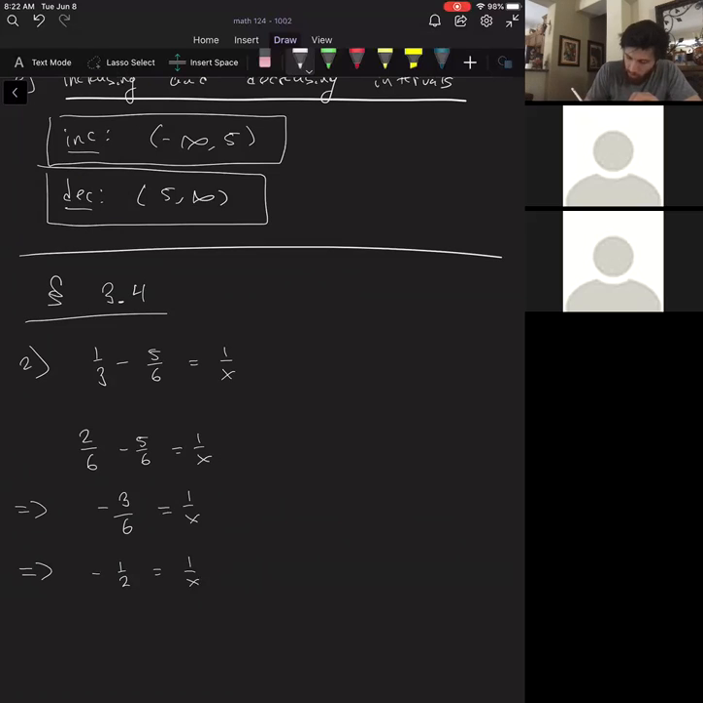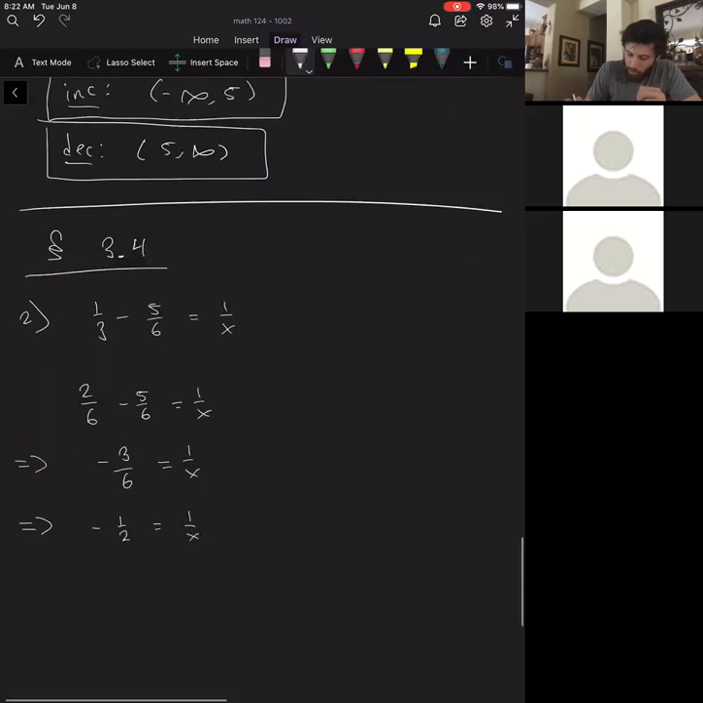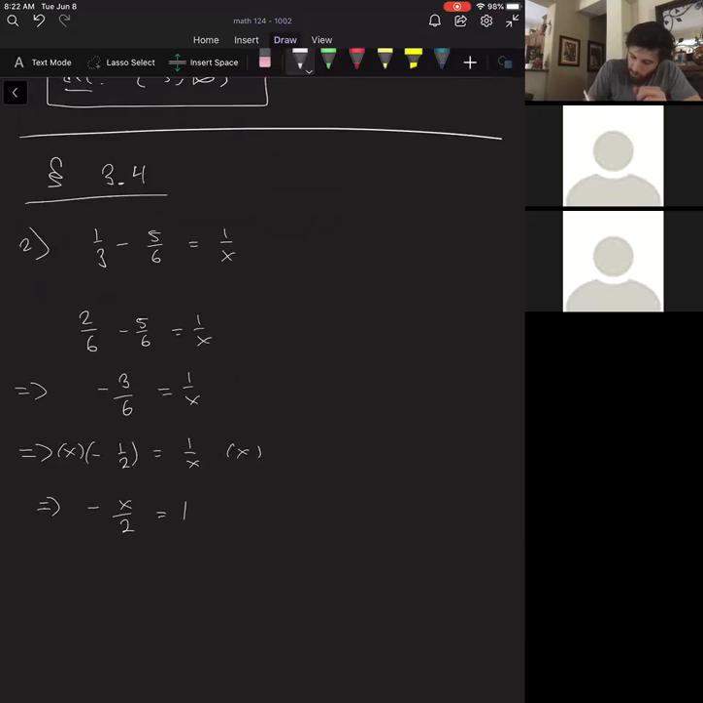And then what we would do here is we need to multiply both sides by x. So if we multiply the left-hand side by x, and multiply the right-hand side by x, what we get is minus x over 2 is just equal to 1. And then the last thing to do is multiply both sides by minus 2. So then we get x is equal to minus 2. Those are the standard steps for this problem.